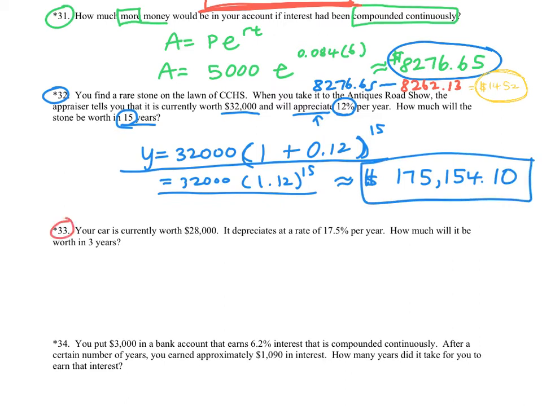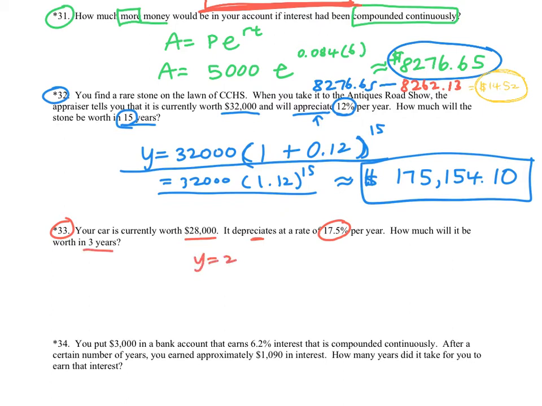Number 33, your car is currently worth $28,000. It depreciates. That means it's going to go down in value at a rate of 17.5% per year. So again, do you see how it's a constant percent rate change? So it's going to be an exponential function. How much will it be worth in 3 years?